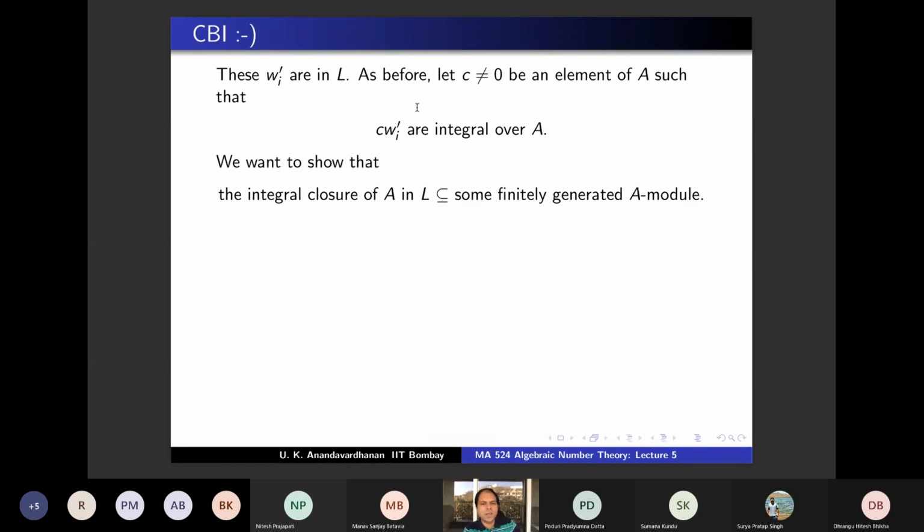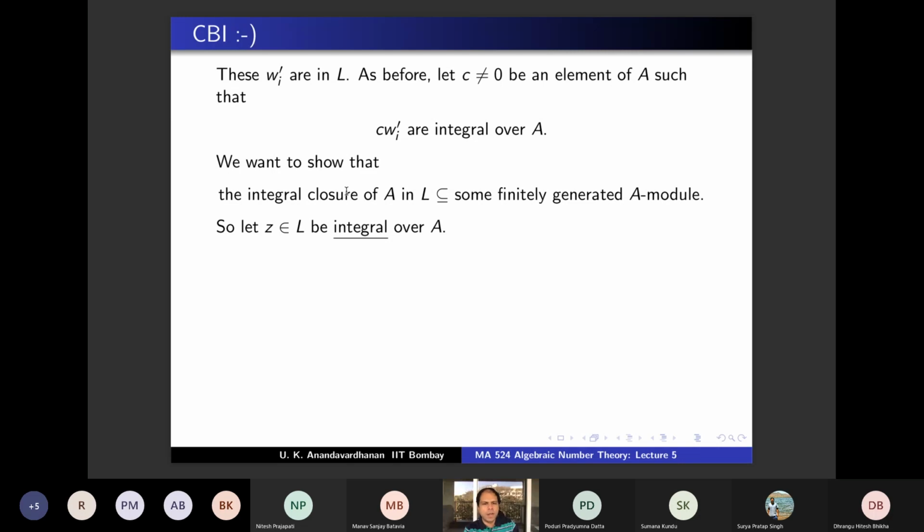So how should we start? We should start with an arbitrary element of this set, right? So let Z be integral over A, and we have to exhibit a finitely generated A module containing Z. Then we are done. So that's what we will do.